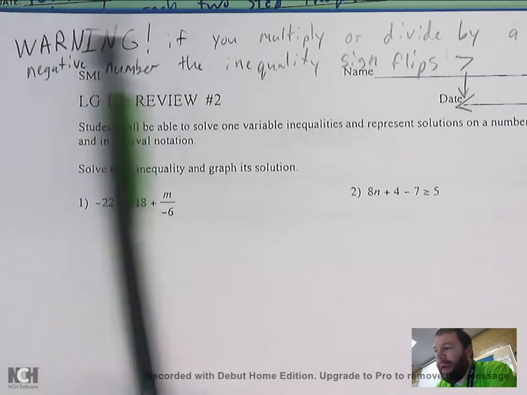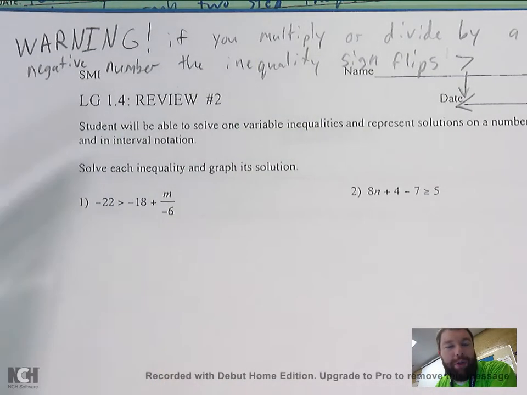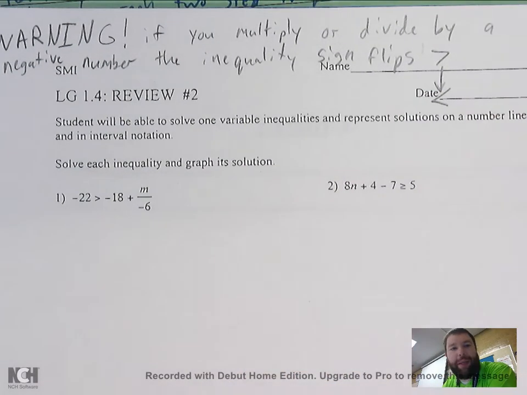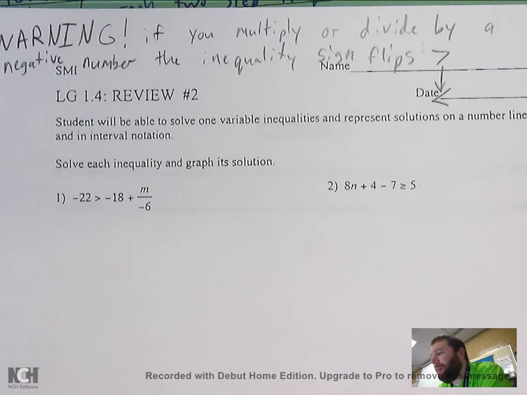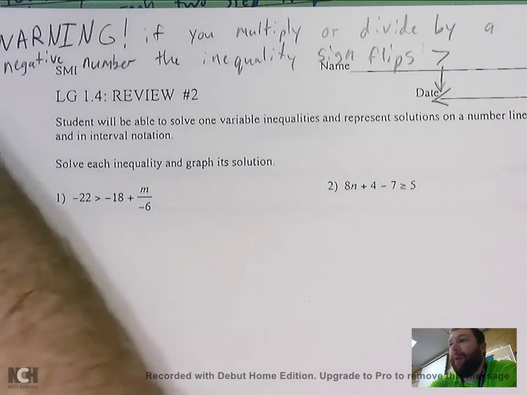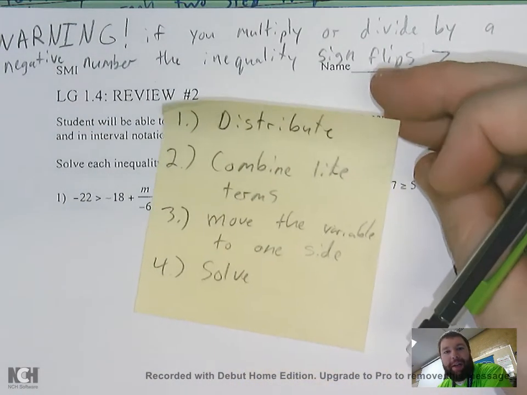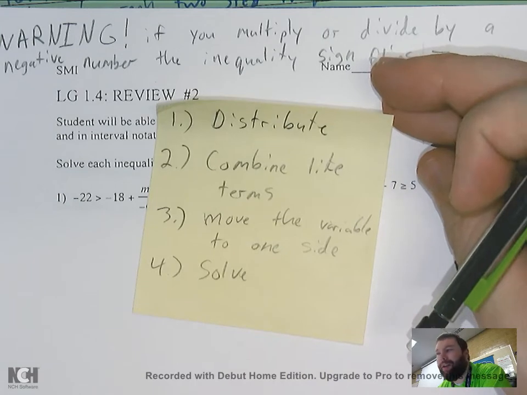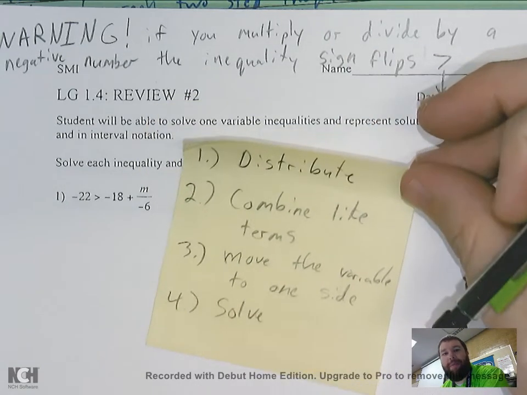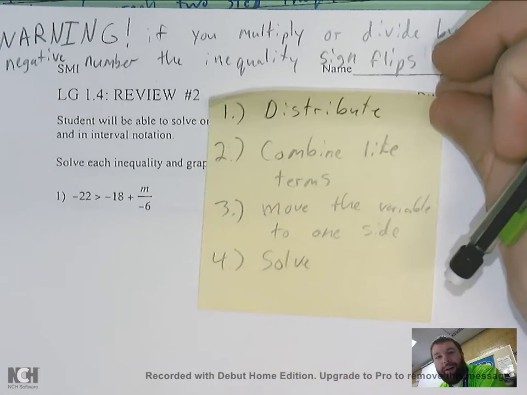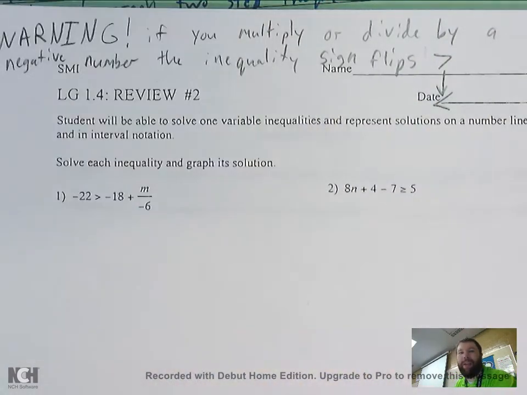Just a quick reminder, if you multiply or divide by a negative number with inequalities, the inequality sign flips. You get that warning, right? It tells you that you need to flip it anytime you divide or multiply by a negative number. So be on the watch for that. Otherwise, we're going to follow the same general steps that we do when we are solving an equation, which is to distribute, combine like terms, move the variable to one side, and then solve. So we follow those same four general steps whenever we are solving an inequality, just like an equation.